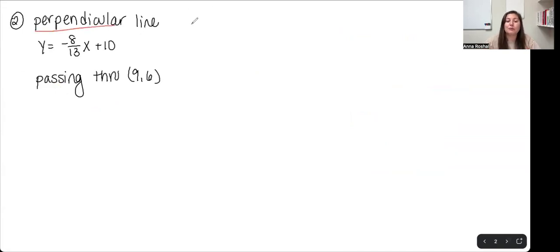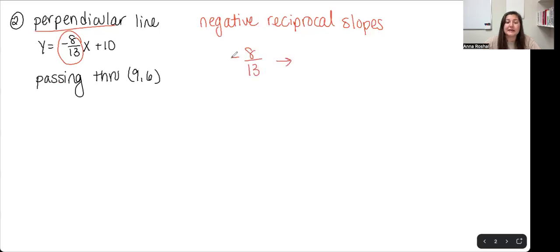perpendicular line. Now, perpendicular lines have what's called negative reciprocal slopes. Meaning if I have, this is my original slope, right? So I'm going to go from -8/13. It's going to go from negative to positive. That's what this negative means. It's going to be positive. And reciprocal just means to flip, right? To go from numerator to denominator, from denominator to numerator. So it's going to be positive 13/8.